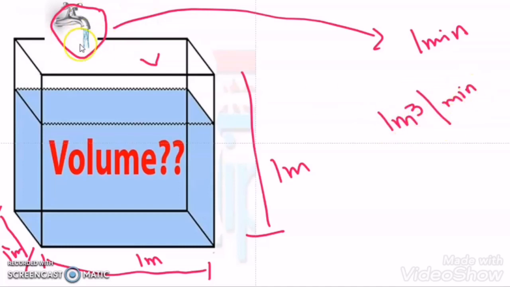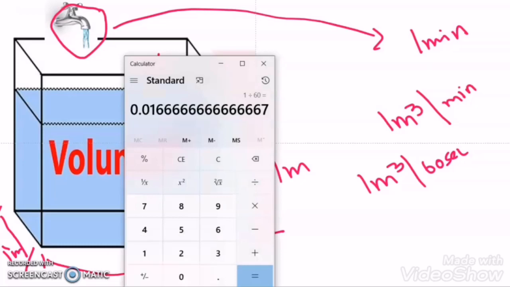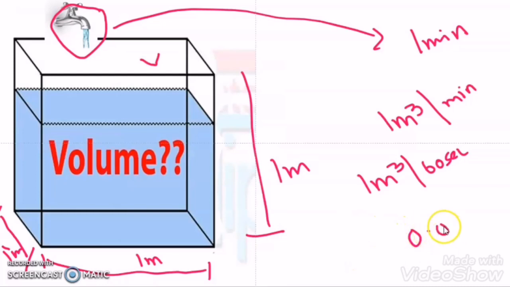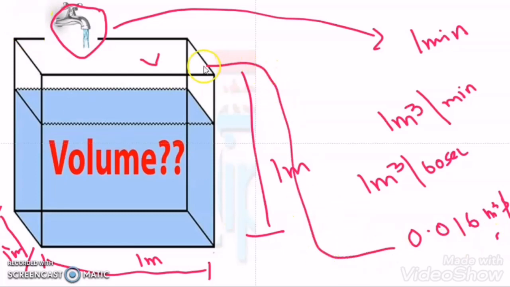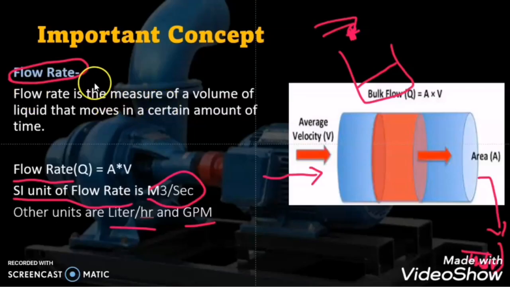But if I want the flow rate of this tap in SI unit, then I have to change this minute into seconds. Then the flow rate will be 1 meter cube in 60 seconds. If I divide 1 by 60, it comes to 0.016 meter cube per second. So we will say that this tap has a flow rate of 0.016 meter cube per second. I'm emphasizing this flow rate concept because it is very important to understand the pump calculation.